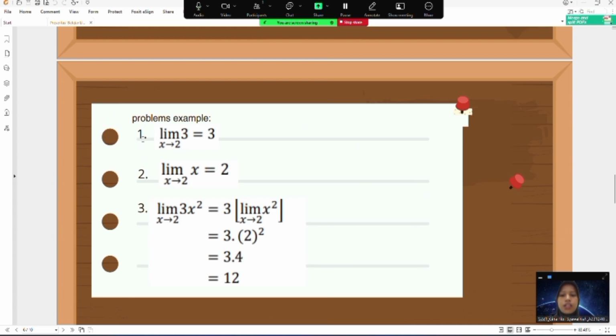Okay, number one, limit x approaches 2 for 3, so the result is 3.